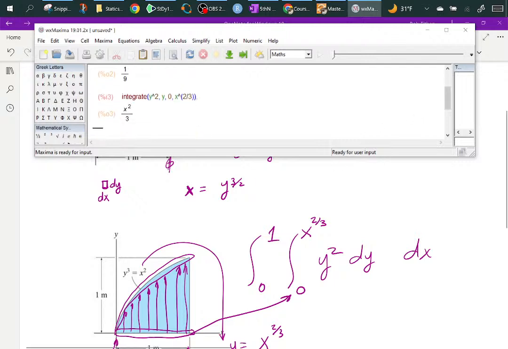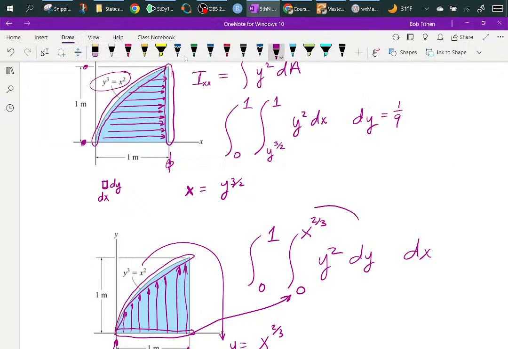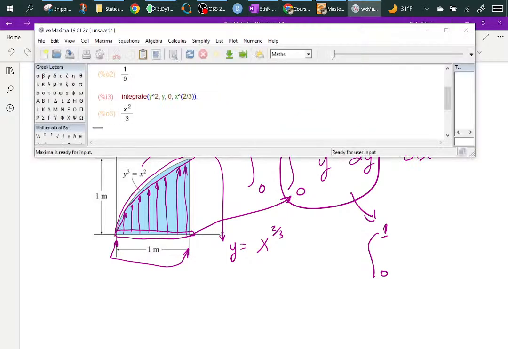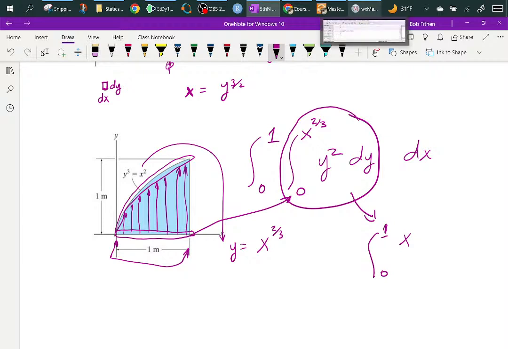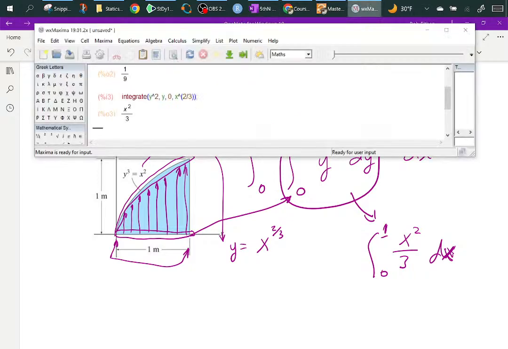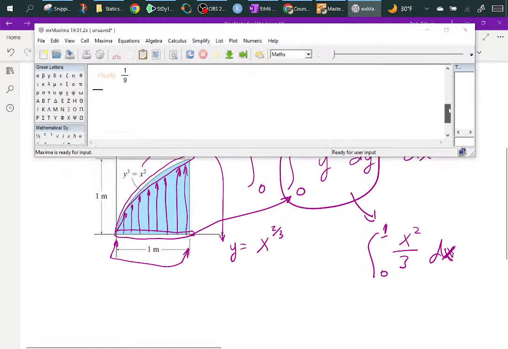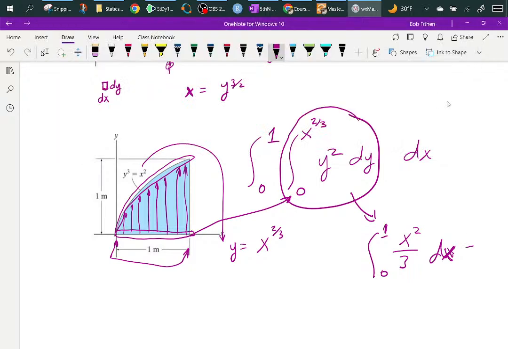So now I want to integrate that. Let me fill in the gaps here. So this integrates out to give me an integral from 0 to 1 of x squared over 3 dx. So give me the same thing. How do we do that next phase? We want to integrate again. The percent means take the last expression. We're integrating it from 0 to 1. And guess what? You get 1/9 again, which is the answer.